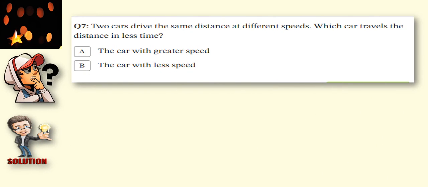Another question, question number 7. Two cars drive the same distance at different speeds. Which car travels the distance in less time? We have the same distance with different speeds, but the one that takes less time has the greater speed. So the right answer here will be the car with greater speed.